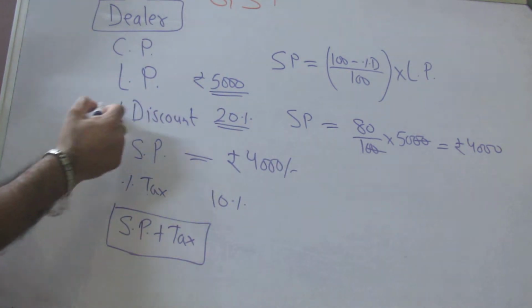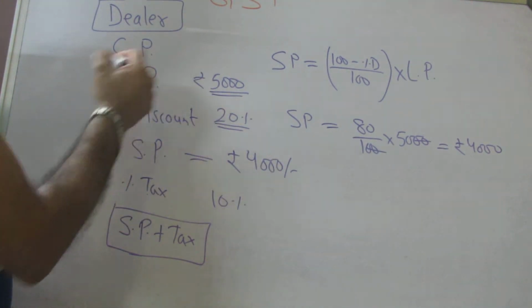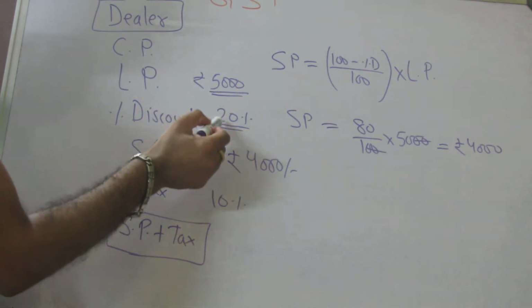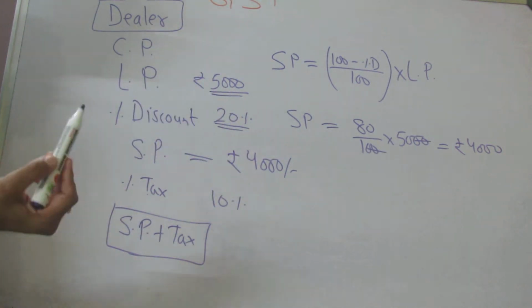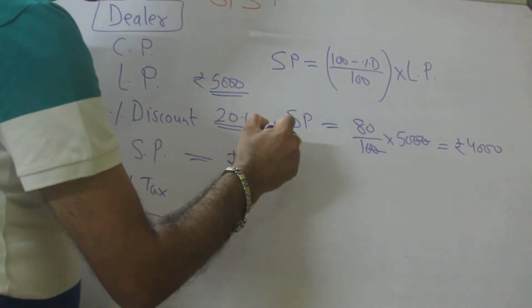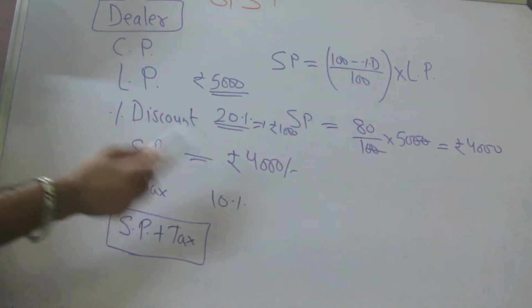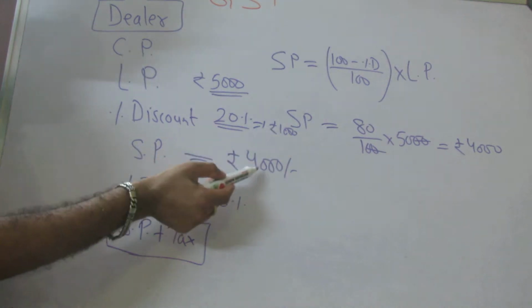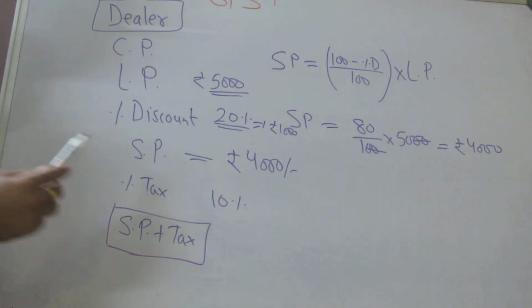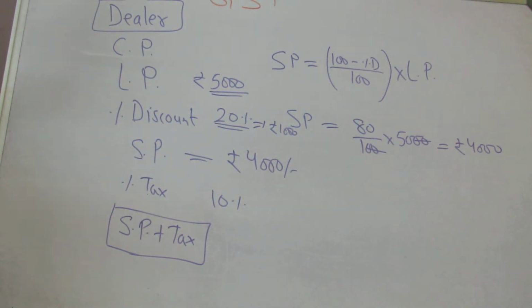And if they ask us what is the discount in rupees, we will simply calculate 20% of 5,000, which will become rupees 1,000. Okay, and then again I can find SP by doing 5,000 minus 1,000 gives me 4,000. Whatever way is convenient, you can use that.